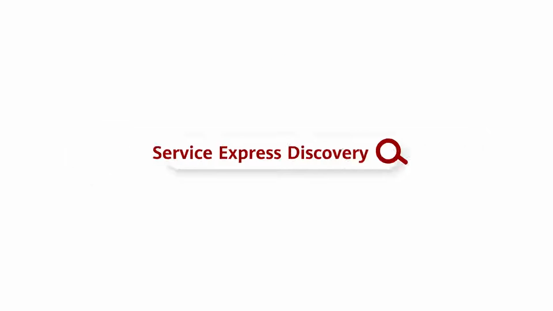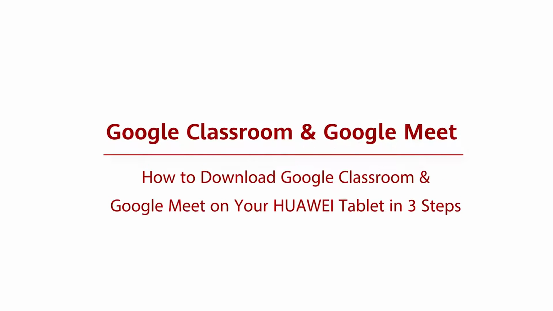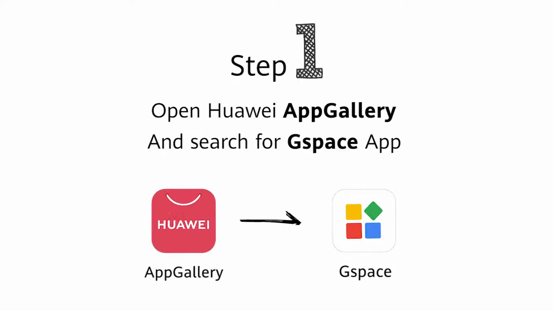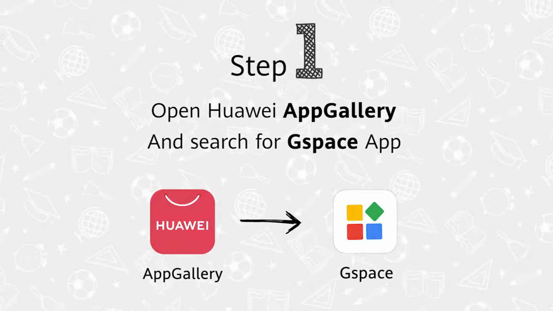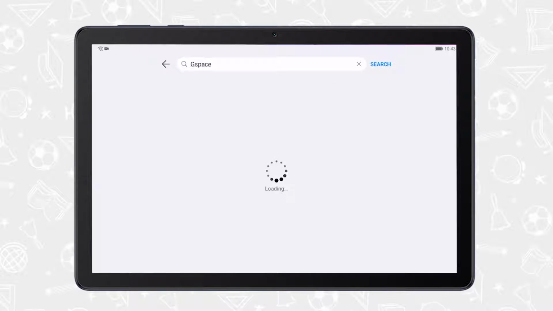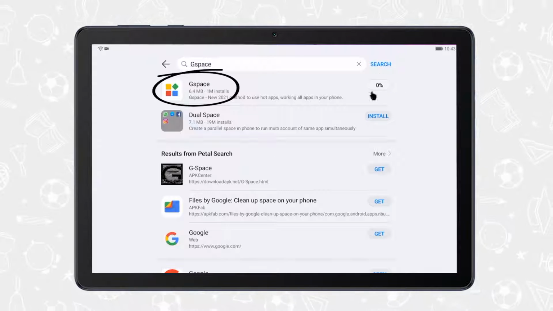How to download Google Classroom and Google Meet app on your Huawei tablet in 3 steps. Step 1. Open Huawei AppGallery and search for Gspace app. Once you find it, click Install and wait for a few seconds.